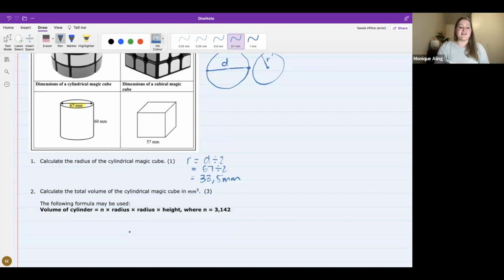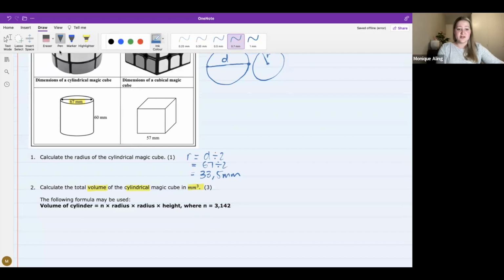Question 2. Calculate the total volume of the cylindrical magic cube in millimeters cubed. Okay, so the question's asking us to calculate the volume of the cylindrical magic cube, and they want the answer in millimeters cubed. They have given you the formula. They say the following formula may be used: pi times r times r times height, where pi is equal to 3,142.